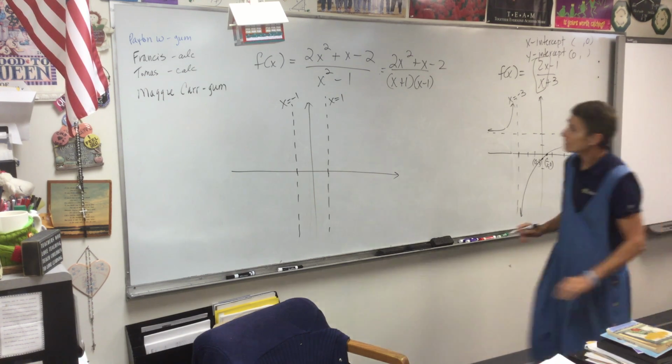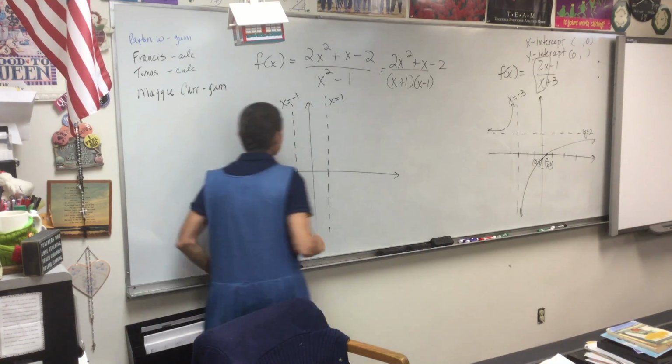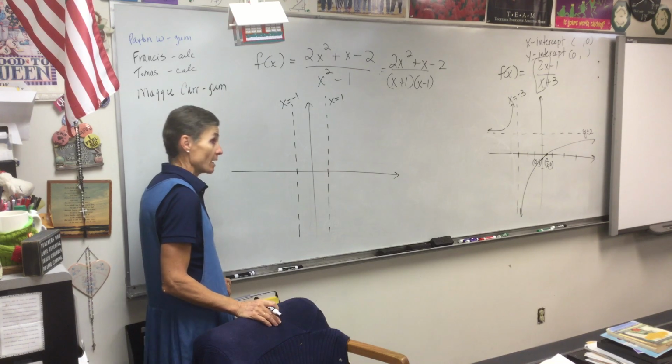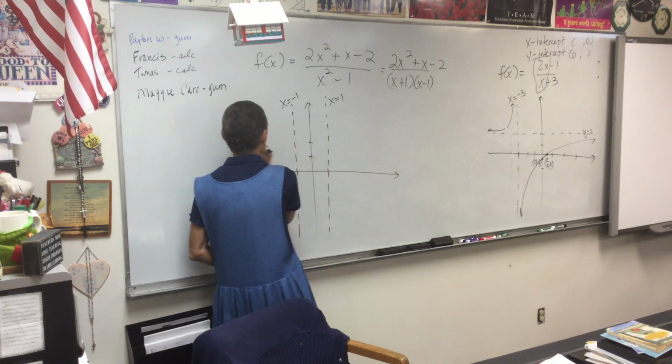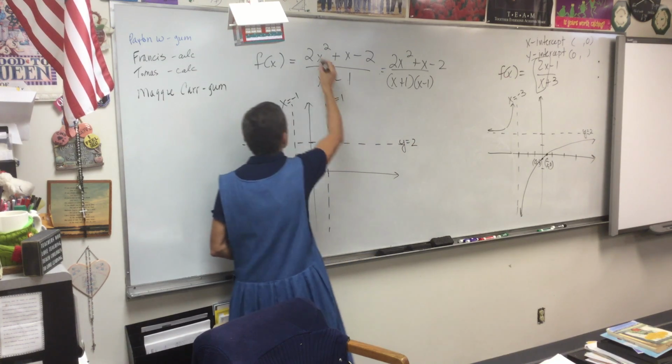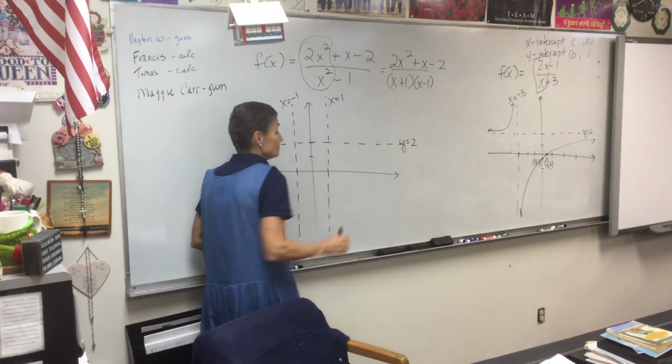Okay? All right, tell me about anything else you see. There's a vertical asymptote too. A horizontal asymptote at 2. Does everybody see that? Horizontal asymptote at 2. Right here.